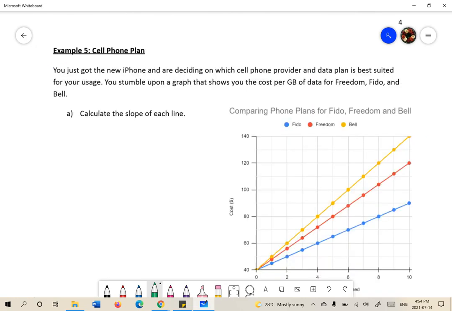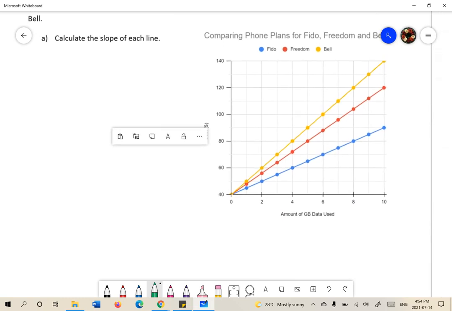Page 4. You got the new iPhone and are deciding on which cell phone provider and data plan is best suited for your usage. You stumble upon a graph that shows you the cost per gigabyte of data for Freedom, Fido, and Bell. Calculate the slope of each line. So let's practice using the change in y over change in x slope formula in this question.